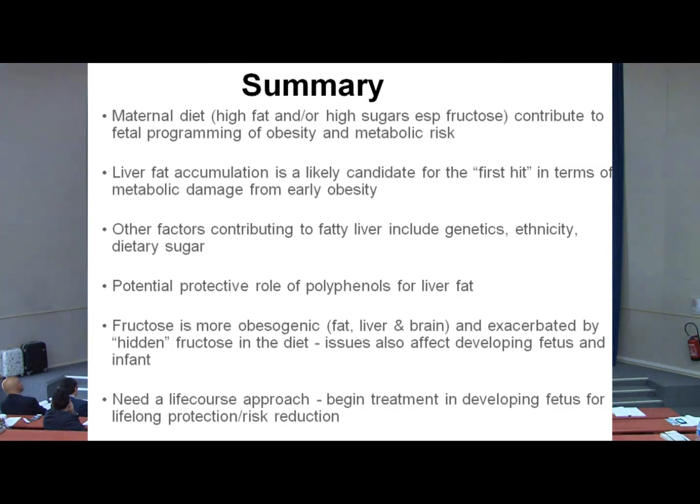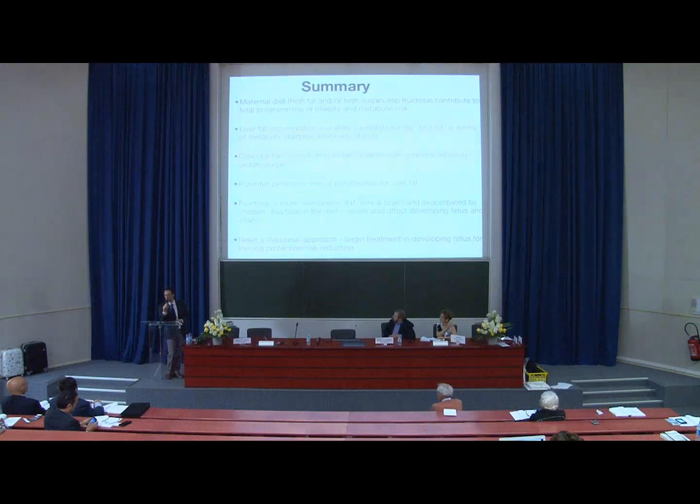Fifth, fructose is more obesogenic in multiple organs, including fat, liver, and the brain during critical periods of development. And this is exacerbated by what we call hidden fructose in the diet. For example, high fructose corn syrup, fruit juices. They're not made with added sugar, but contain high levels of natural fructose. These issues also affect the developing fetus and the infant. Therefore, overall, the conclusion, we need a life course approach. We need to begin treatment in the developing fetus for lifelong protection and risk reduction from obesity and metabolic risk.